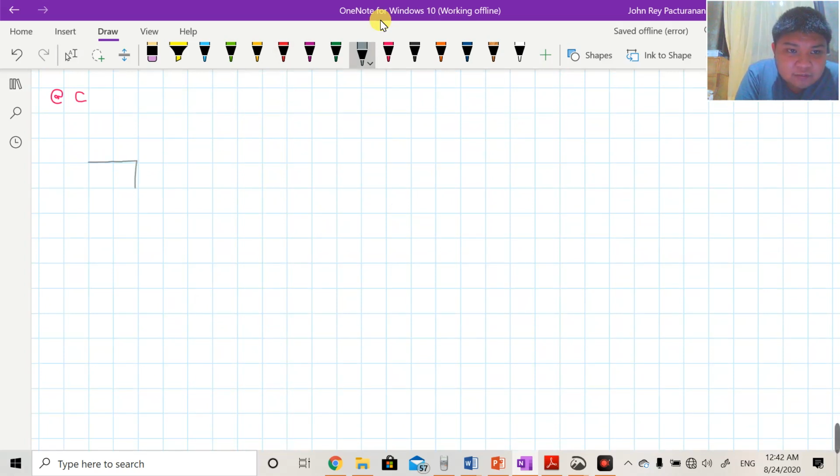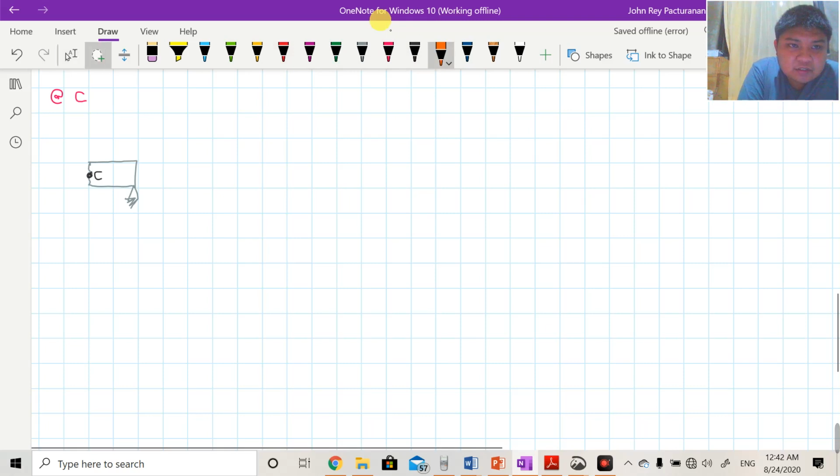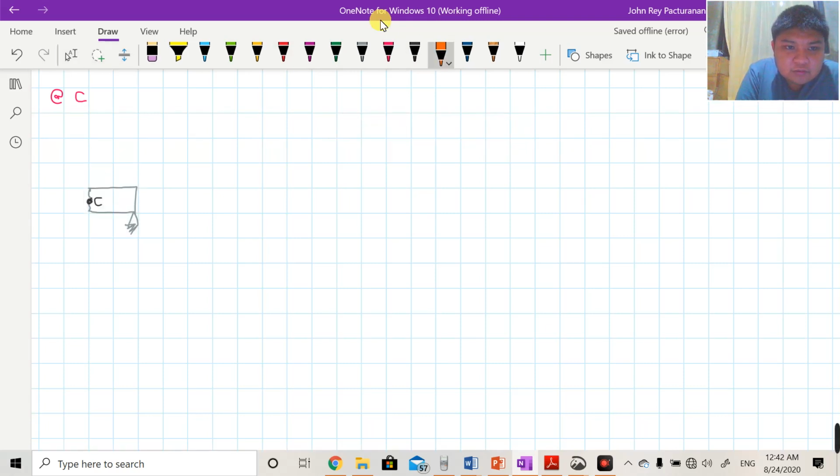Kasi nga, 1 meter lang siya. So, hinge na ito. Ito na yung dulo. Tapos, lagay natin at point C. At the same time, maglagay tayo, expand ko lang to, no? Maglagay tayo ng uniform load na 1 meter. So, this will be 15 kilonewton per meter. On the other hand, 1 meter to.